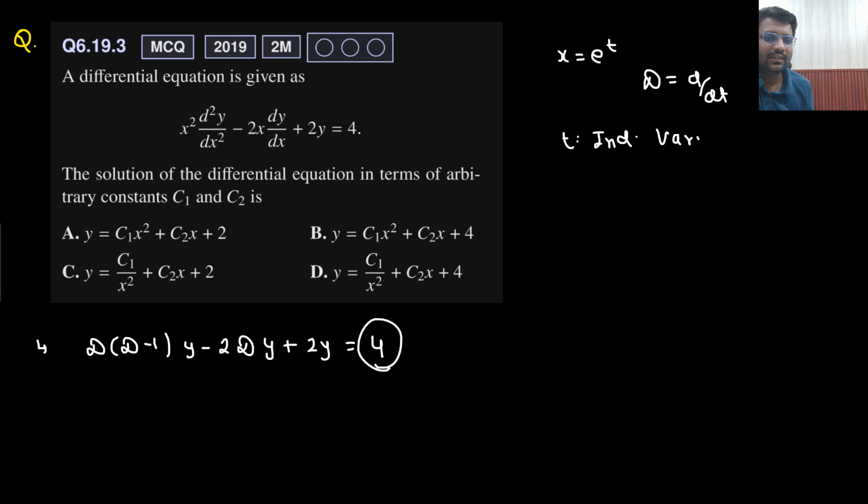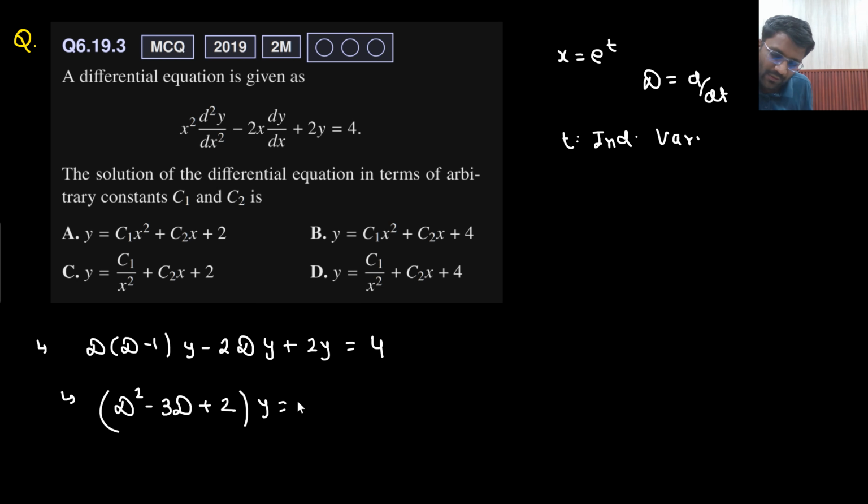Why are you not changing this? Because, sir, it is 4 only. No, it is not a function of t. 4 will remain as it is. Now what are you getting? So d square minus d minus 2d will become d square minus 3d plus 2, into y equals 4.